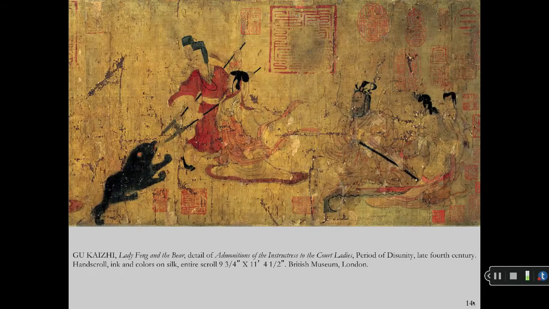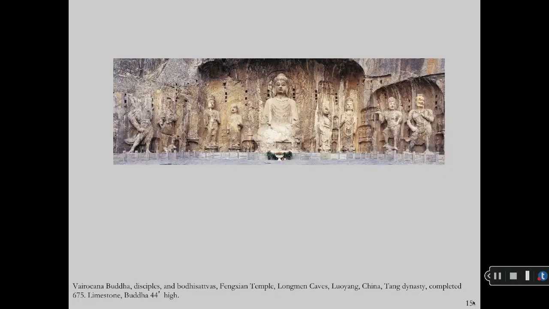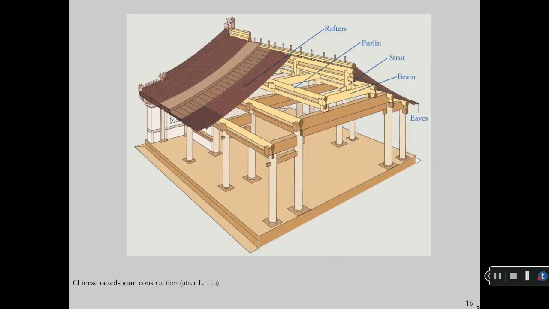The historic Lady Feng saves the emperor's life. Characteristics of this artist's work include individualized facial expressions, fluttering drapery ribbons, and unique figure poses. Sculptures from the Longmen Caves at Luoyang, China. The walls have no weight-bearing function in Chinese wooden raised beam construction.